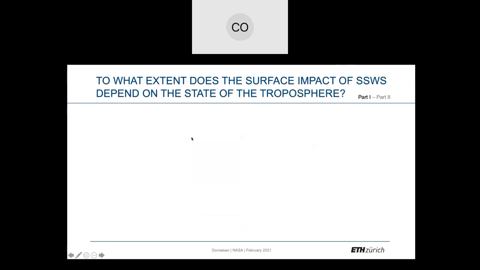So to what extent does the surface impact actually depend on the troposphere itself? Because basically they'd always been looking in the stratosphere, wondering why not all events have a surface impact. Maybe there's something different happening in the stratosphere. But maybe there's also something different happening in the troposphere. Maybe the troposphere is just not allowing the downward propagation of the signal. So we've been looking at that, trying to figure out if the troposphere plays a role in which events actually get to have a downward impact and which ones don't.